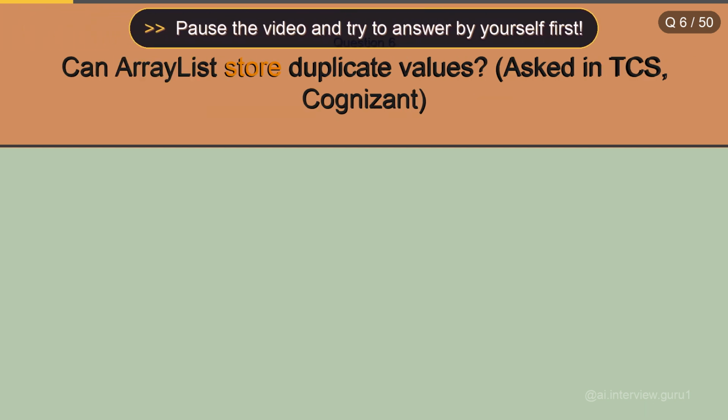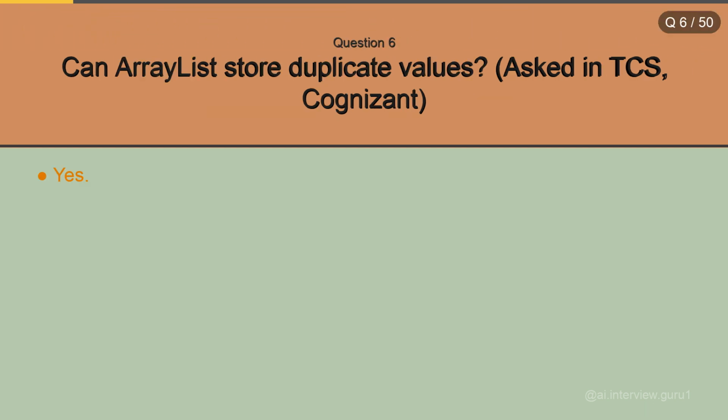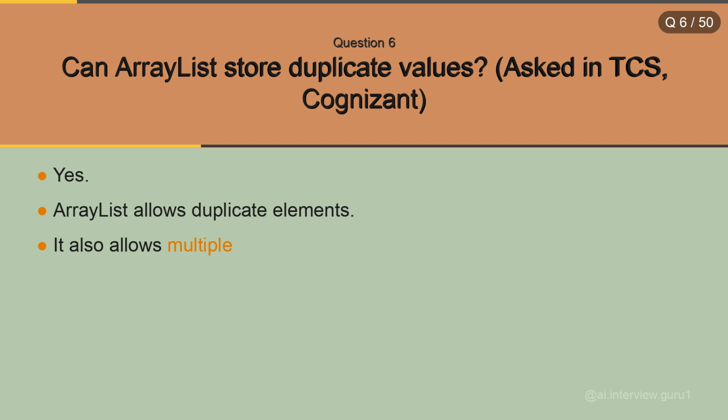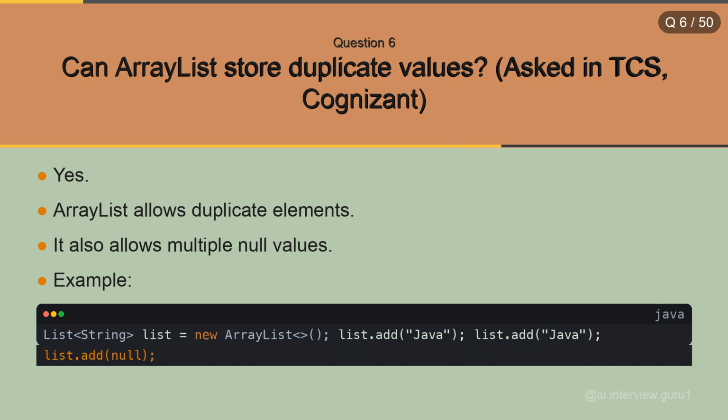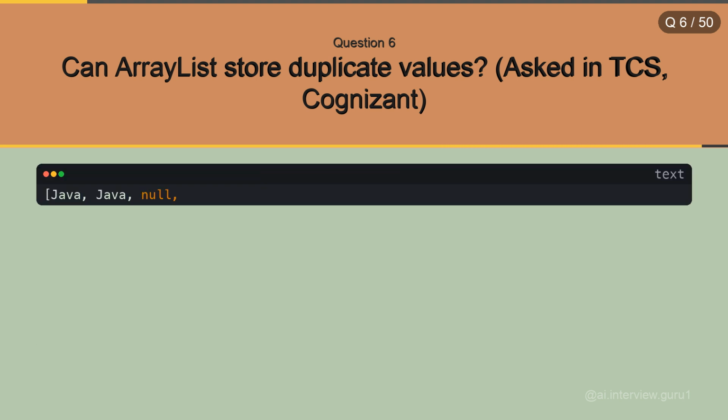Can ArrayList store duplicate values? Yes, ArrayList allows duplicate elements. It also allows multiple null values. Example: List<String> list = new ArrayList<>(); list.add(...); list.add(...); list.add(...); list.add(...); System.out.println(list); output.